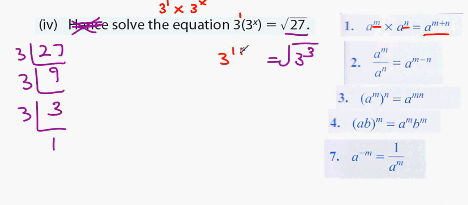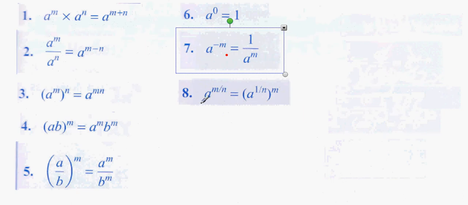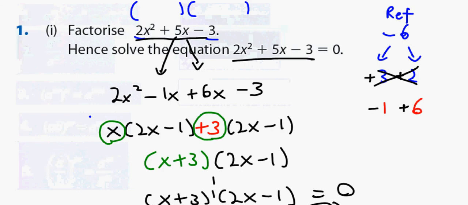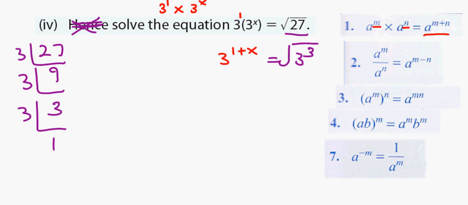Now, the next rule we may need to look up is that we have to realize the square root sign actually means to the power of a half. So the square root sign actually means to the power of a half. Okay, so we have 3 to the power 1 plus x equals 3 to the power 3, all to the power of a half.